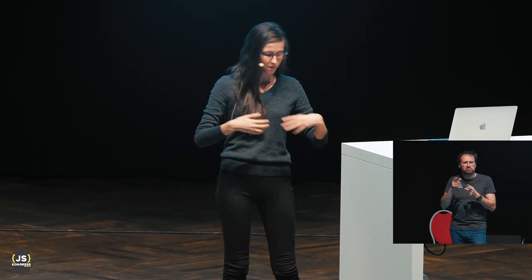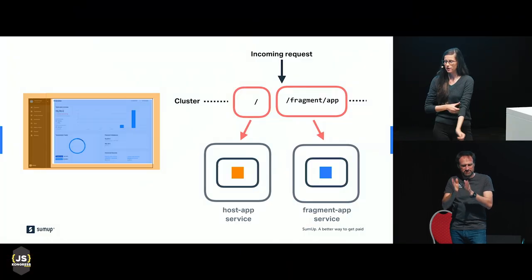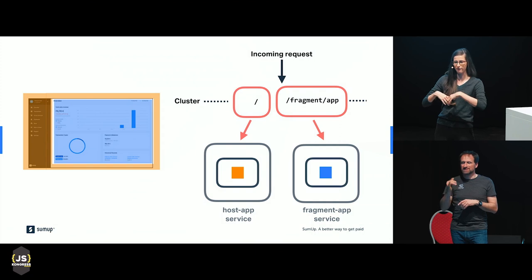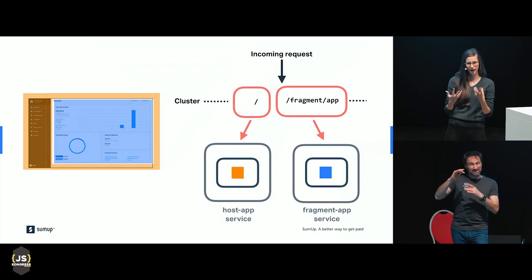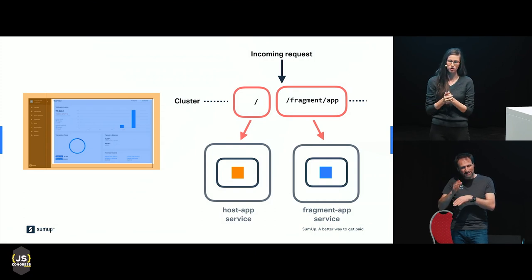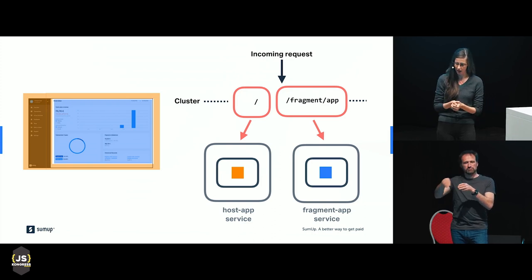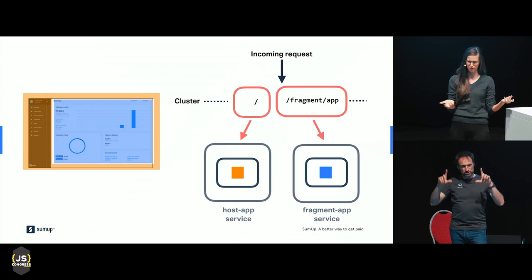So how does this actually work? There's a concept in Kubernetes called ingress, and ingress basically allows you to route traffic that is coming from the outside internet, and given a host name and a path, you can direct this traffic to a service that is living inside of your cluster. So I was like, okay, I just bring up a service for each of these parts of my application, and let's see if it works.